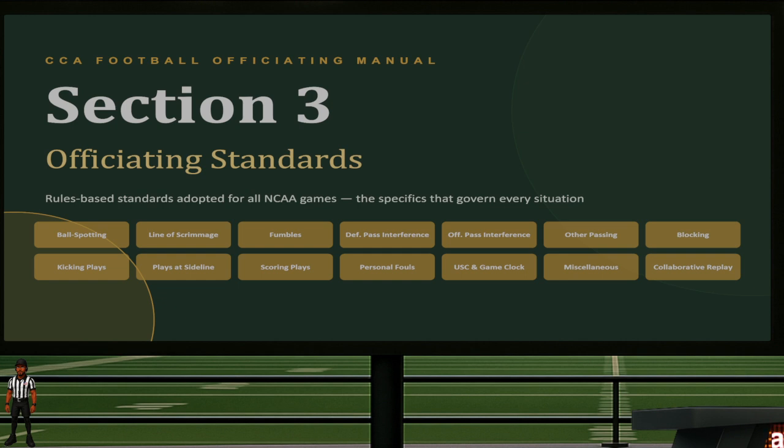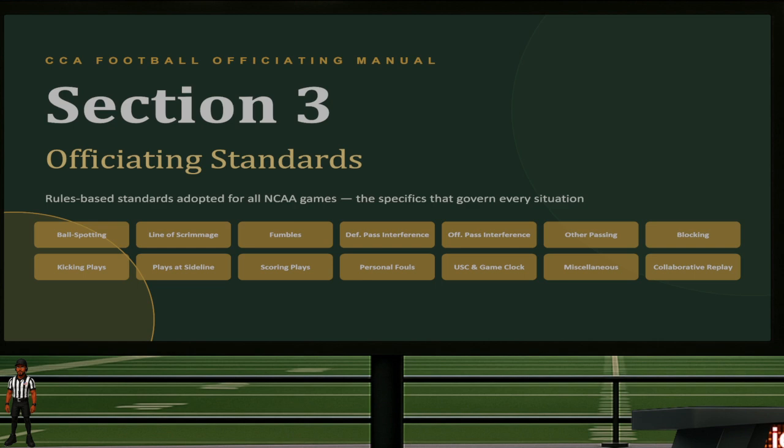15 categories: ball spotting, line of scrimmage, fumbles, defensive pass interference, offensive pass interference, other passing situations, blocking, kicking plays, plays at the sideline, scoring plays, personal fouls, unsportsmanlike conduct, game clock, miscellaneous, and collaborative replay. We are going through every one.